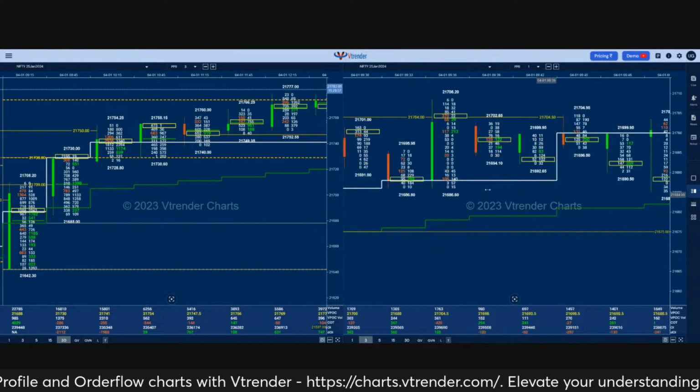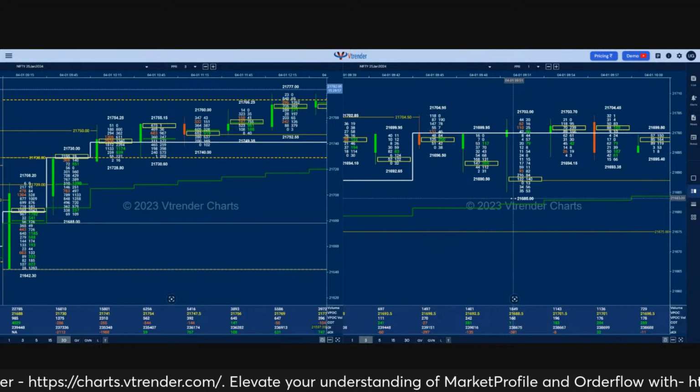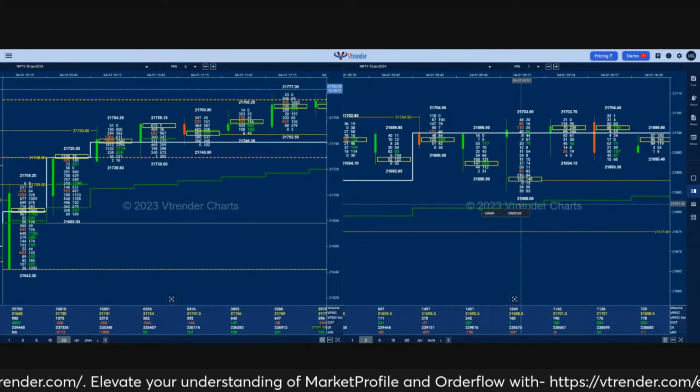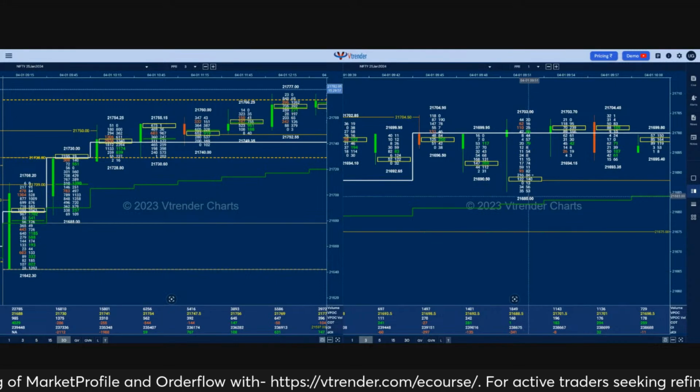If they come near and they are broken... you can see this whenever we are coming near this. This is the day's VWAP. The green line is the day's VWAP, and this is being defended. We are getting this RB bar over here.